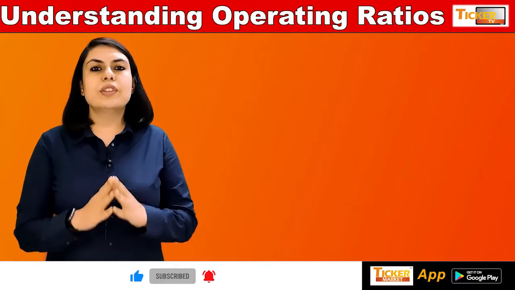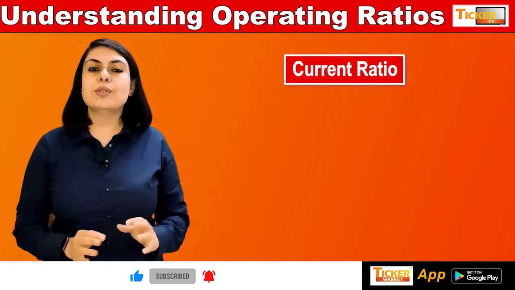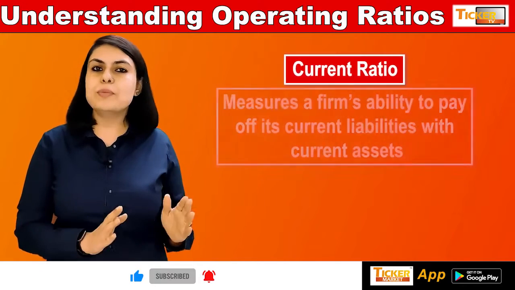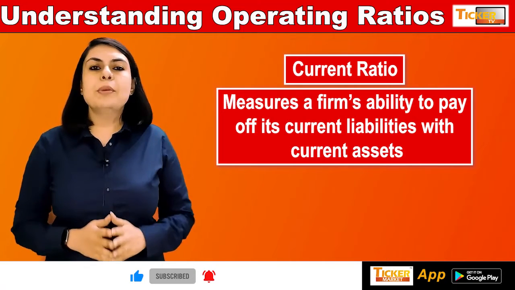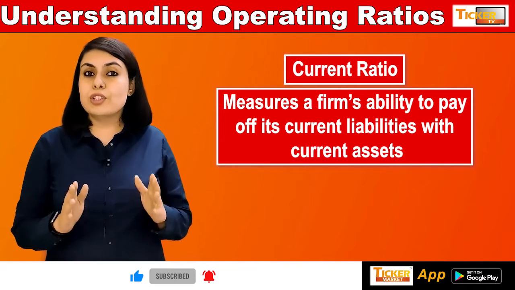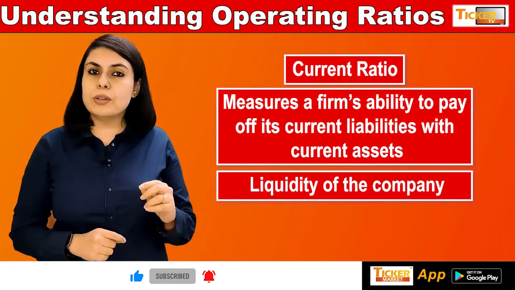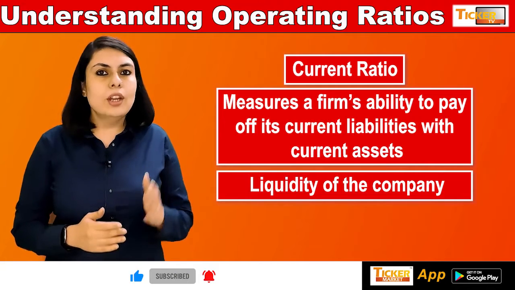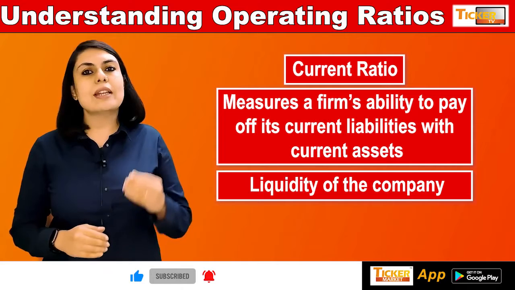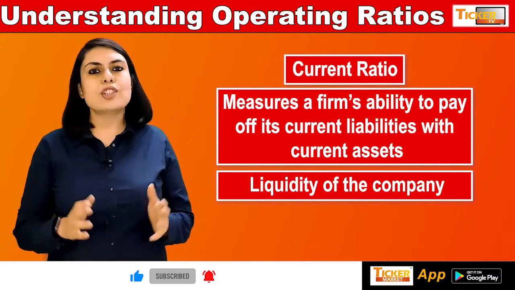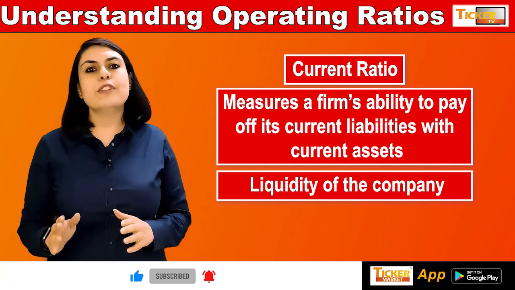Now the second ratio is the working capital turnover ratio. The working capital ratio, also called the current ratio, is a liquidity ratio that measures the firm's ability to pay off its current liabilities with current assets. The working capital ratio is important to creditors because it shows the liquidity of the company. This refers to the capital required by the firm to run its day-to-day operations. To run the day-to-day operations, the company needs to have certain types of assets like inventories, receivables, cash, etc. And these assets can be converted into cash much quicker than the fixed assets.